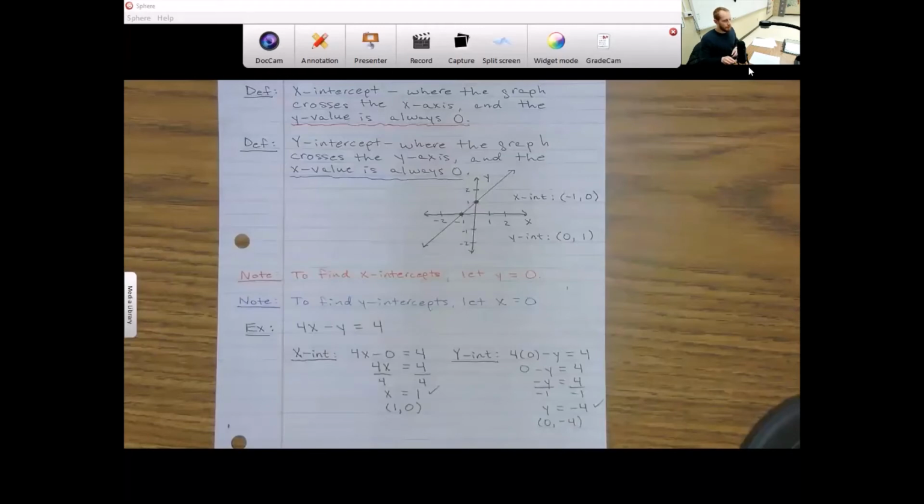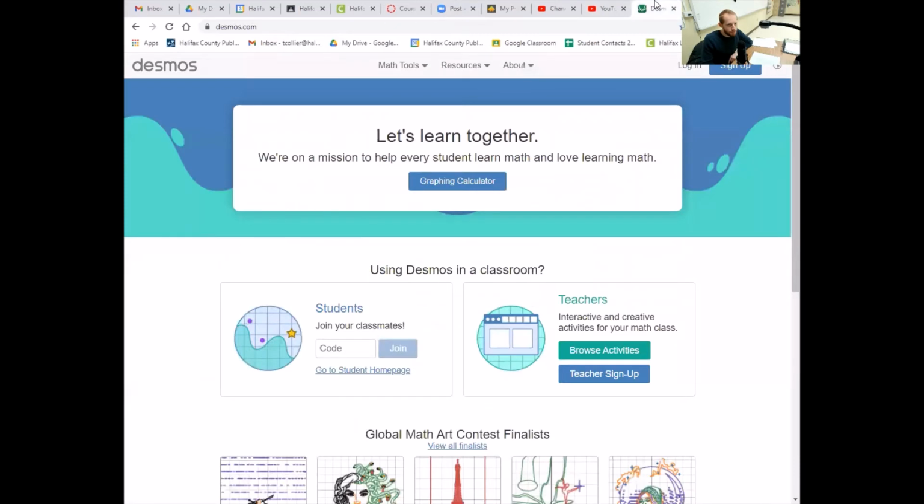Okay? Now, what I'm going to do is show you Desmos. So I'm going to share a new screen. There we go. Perfect. Okay, so this is Desmos. It's a graphing calculator that's basically a website.